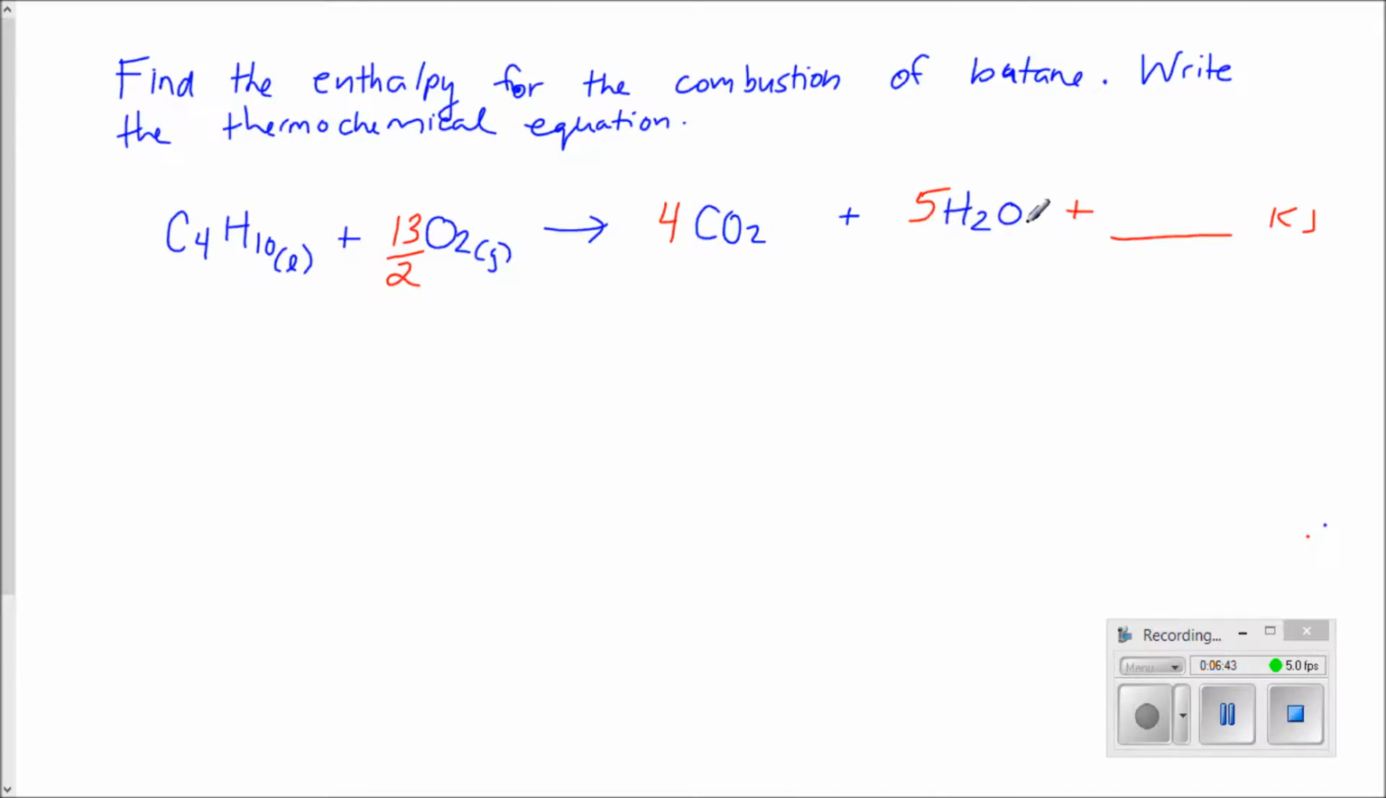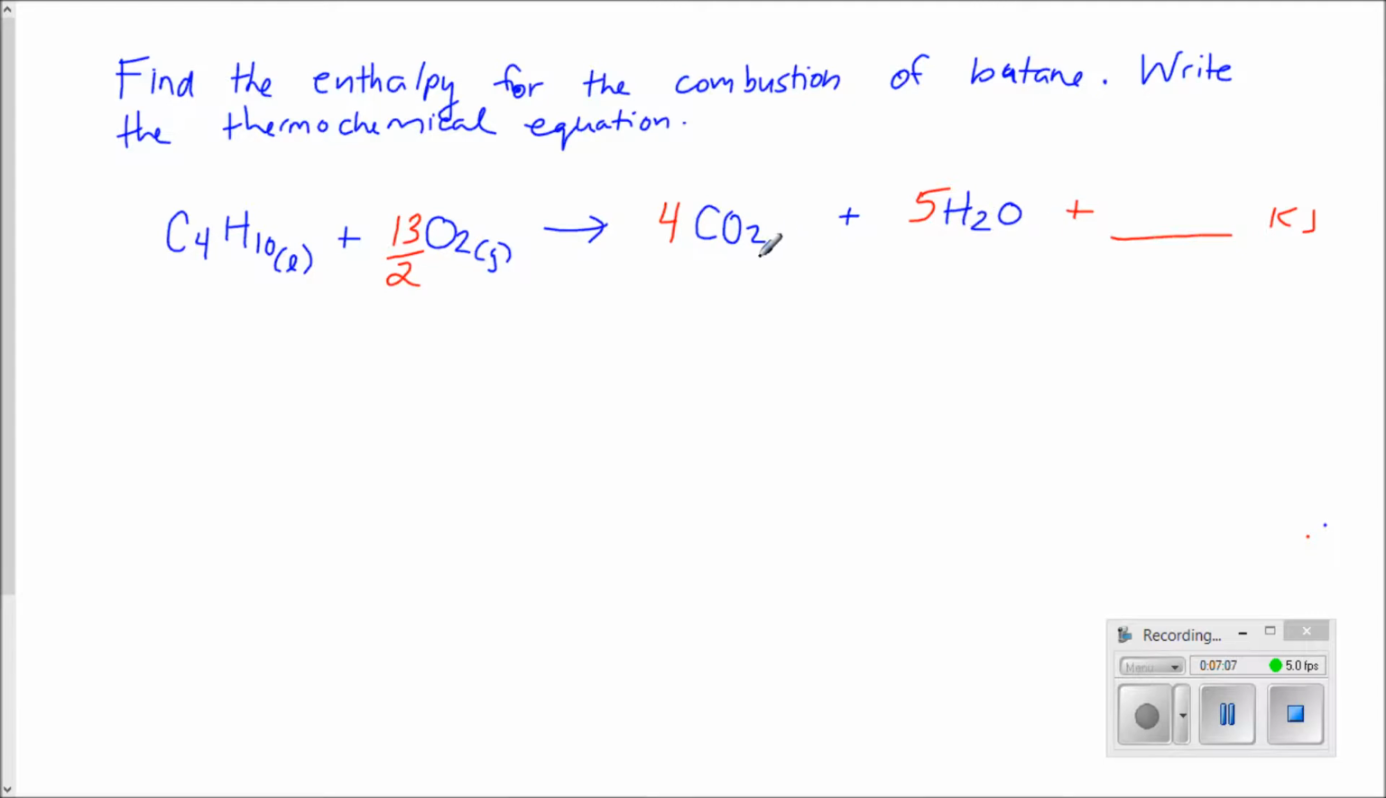I had 13 oxygens on the right side. So therefore, on my reactant side, it was 13 times 2 divided by 2, so I have 13 on this side. Now I need to get a heat term in this spot here. So what I do next, and I would write this down, is I'm going to find my enthalpies of formation for each one of these chemicals. I'm going to write it down.